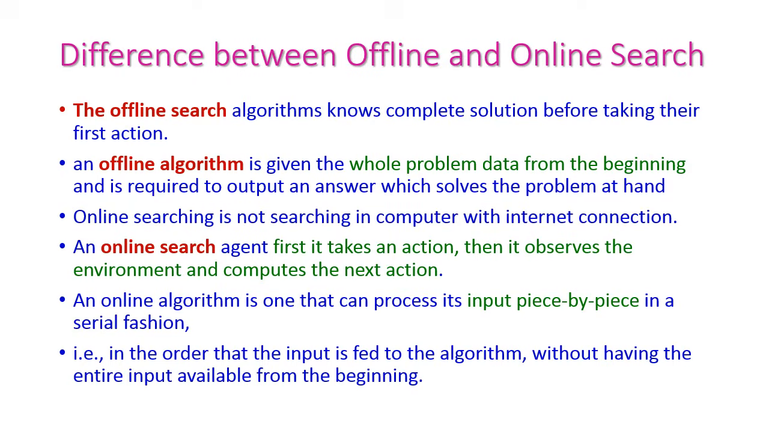The difference between offline searching algorithm and online searching algorithm. First, let us see the offline search algorithms. This algorithm knows the complete solution before taking its first action. That means the algorithm is given the whole problem data. Problem data means input data, from the beginning itself, and it is required to output an answer which solves the problem at hand.